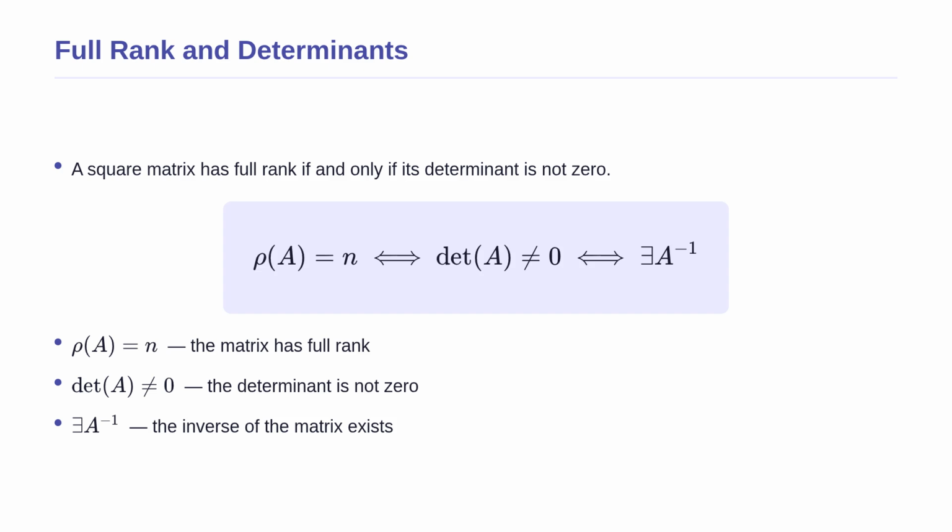In plain English, if a square matrix has no redundant rows, its determinant is not 0 and we can perfectly reverse its effects.